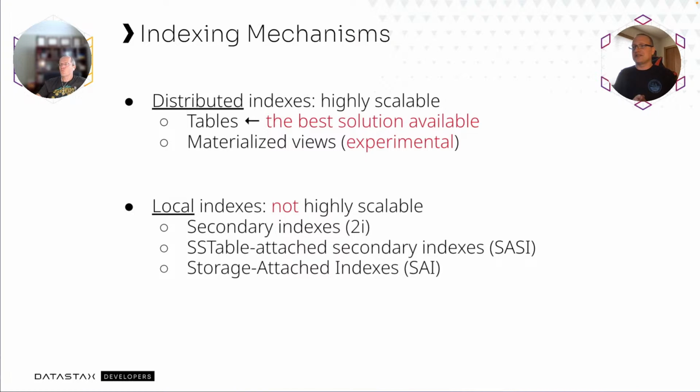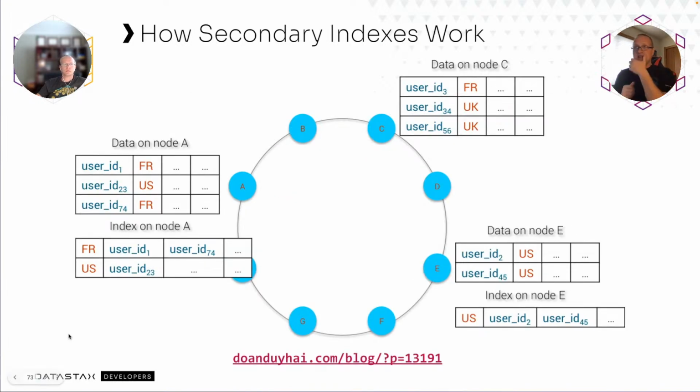We have some additional options for building out secondary indexes in Cassandra. You have your typical secondary indexes. We also have SSTable attached secondary indexes, as well as storage attached secondary indexes. The main thing to understand is how these secondary indexes work.